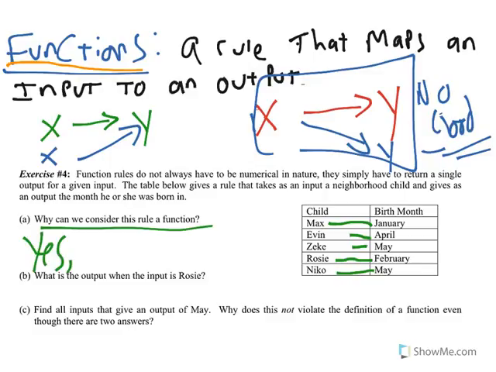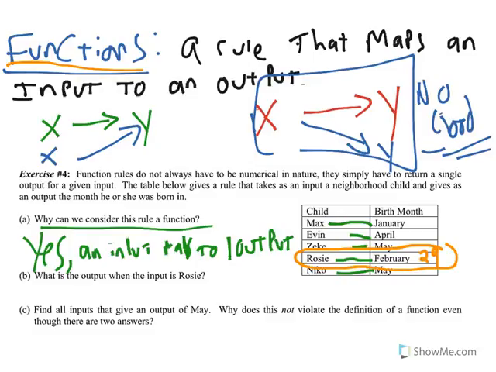Because it's following a strict rule where an input maps to one output. There's never going to be more than one output. We would never say that Max was born in both January and February, or Evan in both April and May. It doesn't make any sense. Even someone like Rosie, if she was born on February 29th, that leap day, we would not say she was born in both February and May. So it maps exactly one input to one output. I think that makes it a function.